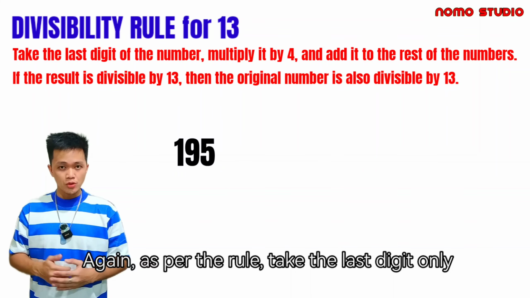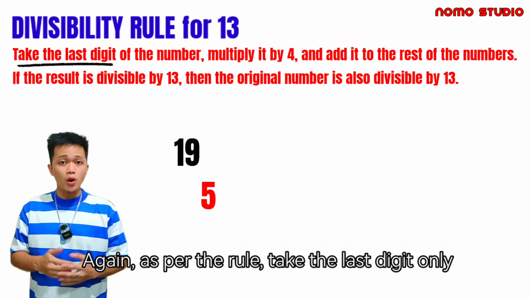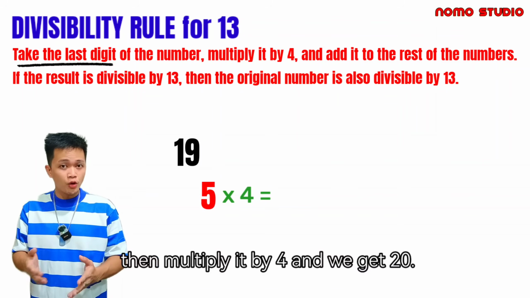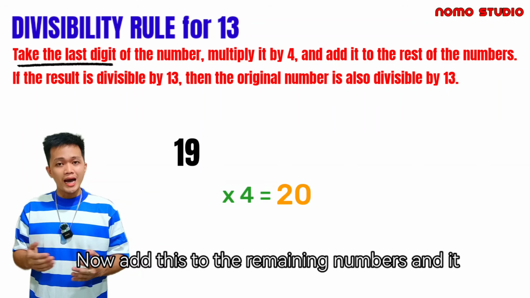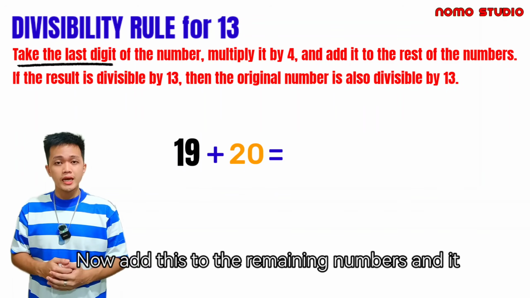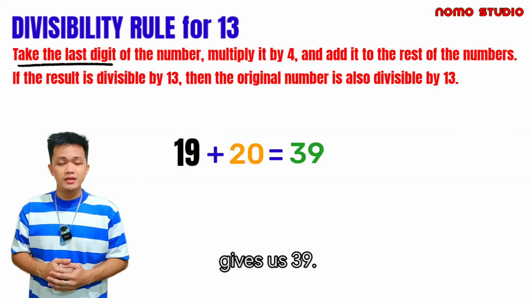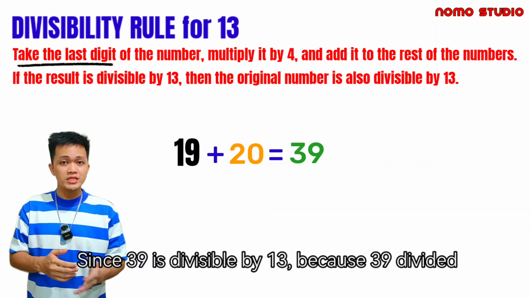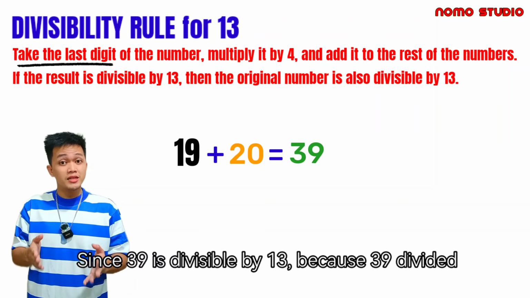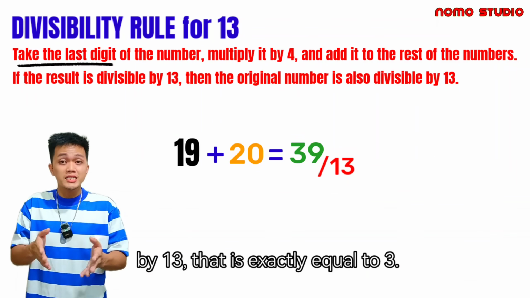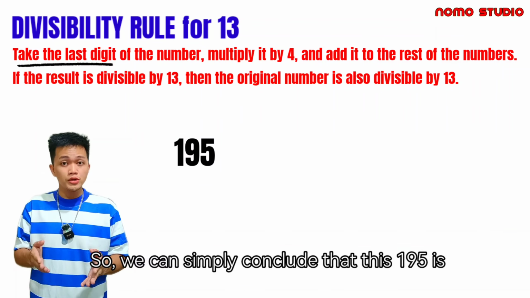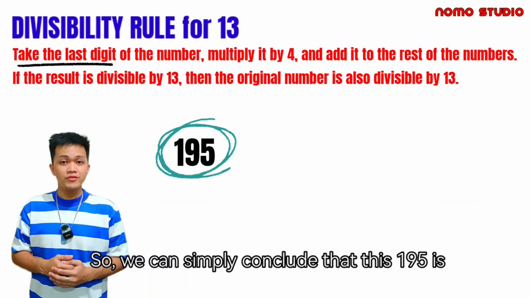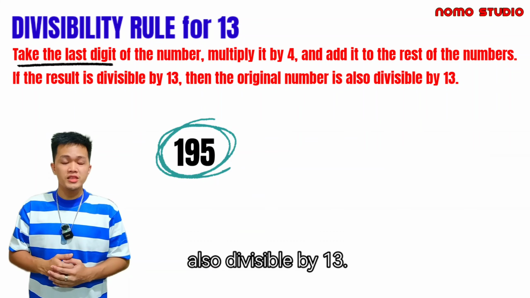Again, sabi sa rule, take the last digit only, then multiply it by 4, and we get 20. Now, add this to the remaining digits, and it gives us 39. Since 39 is divisible by 13, kasi 39 divided by 13, that is exactly equal to 3. So, we can simply conclude that this 195 is also divisible by 13.